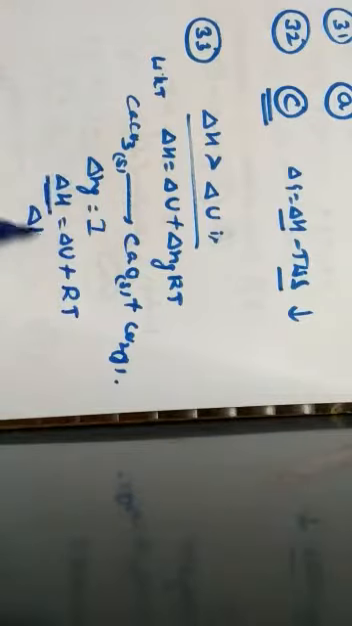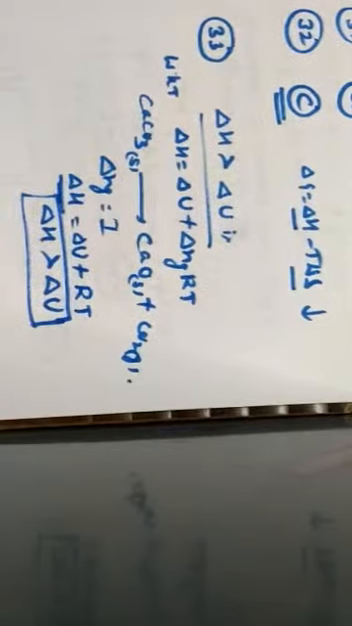So obviously delta H should be greater than delta U according to the given condition. But when I take the first reaction, delta Ng will be negative for the first reaction, which cannot be considered. Hence the correct option for the given question is option B. Thank you.